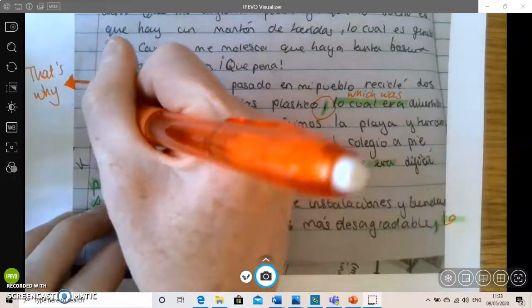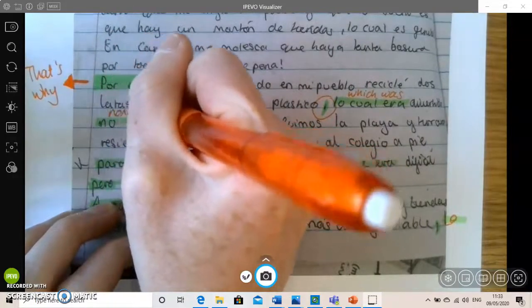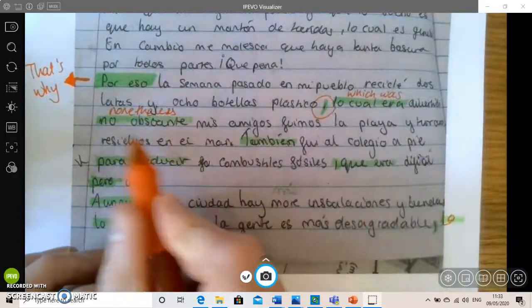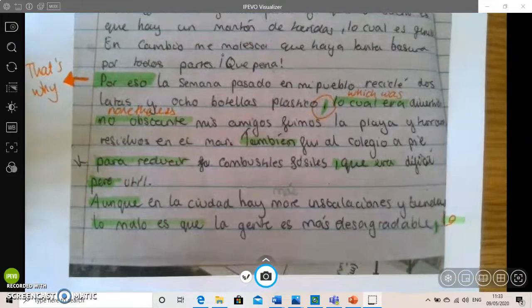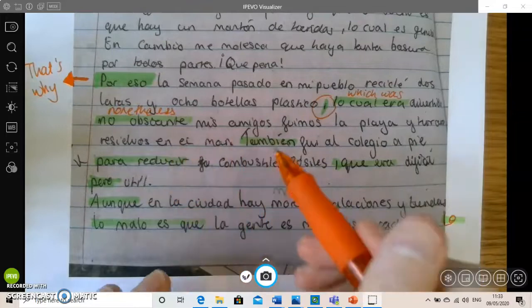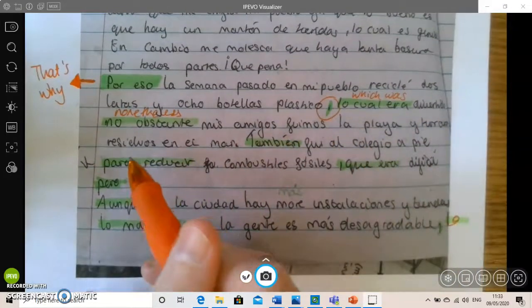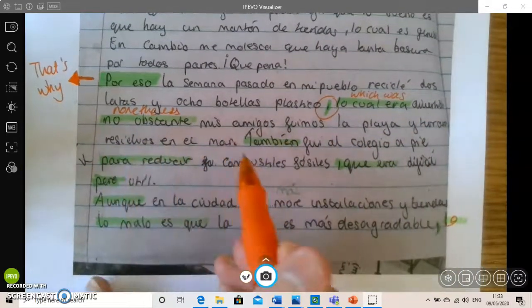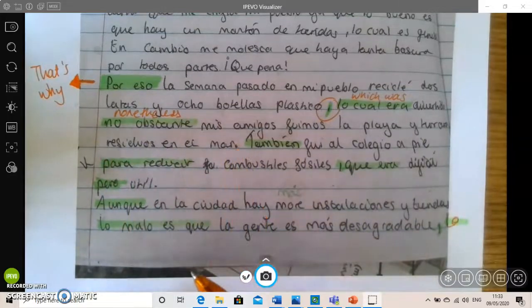However, or nonetheless. Lovely phrase, no obstante. That was in the Quizlet set, which I'm going to get you to revise again in a minute, and that's something Lucy's used really effectively here to really make her work stand out, not just sin embargo, but those high-level connectives we learn. So, no obstante, carrying on, my friends went to the beach and threw rubbish in the sea. Sounds like a crazy day out there, Lucy.